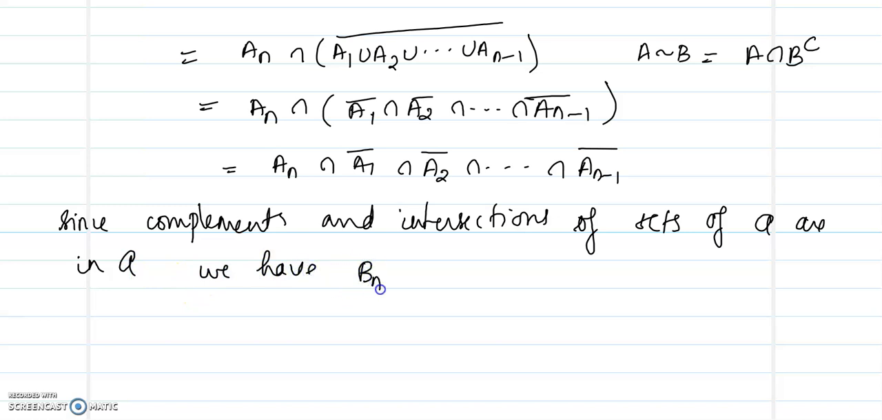So B_n will belong to script A, and also B_n is A_n intersection A1 complement intersection etc. A_{n-1} complement. So you can see that A_n is one of the sets in the intersection. So B_n will automatically be a subset of A_n. So each B_n will be contained in A_n.